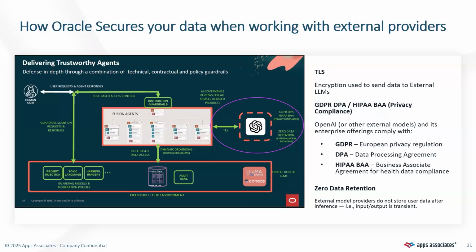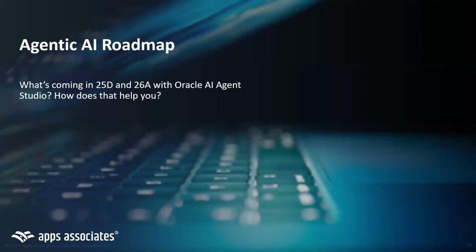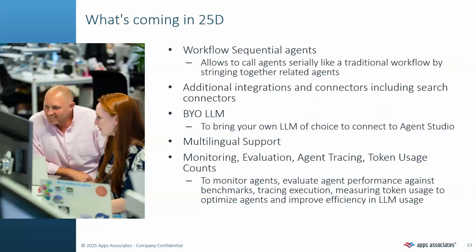So that's really important to remember when we're talking about our external agent, our studio. So what else is happening? What else is coming in the agentic AI roadmap? You know, we were fortunate enough to have 25D a little early, so we're taking a look at all of these things. Workflow and sequential agents. So basically, they're giving us the ability to call agents a little more like a traditional workflow.